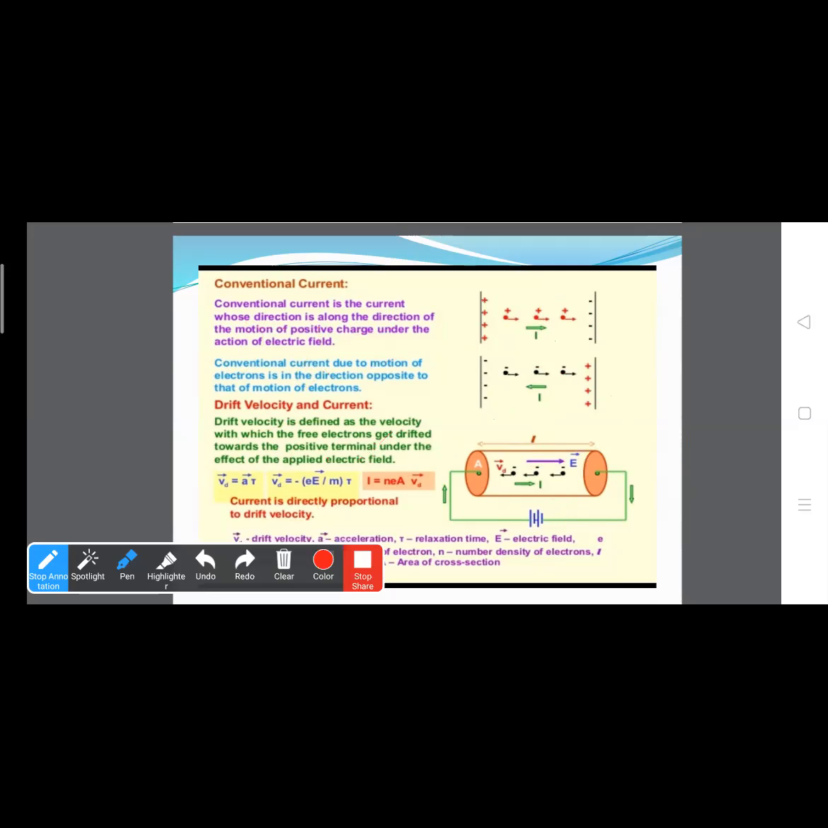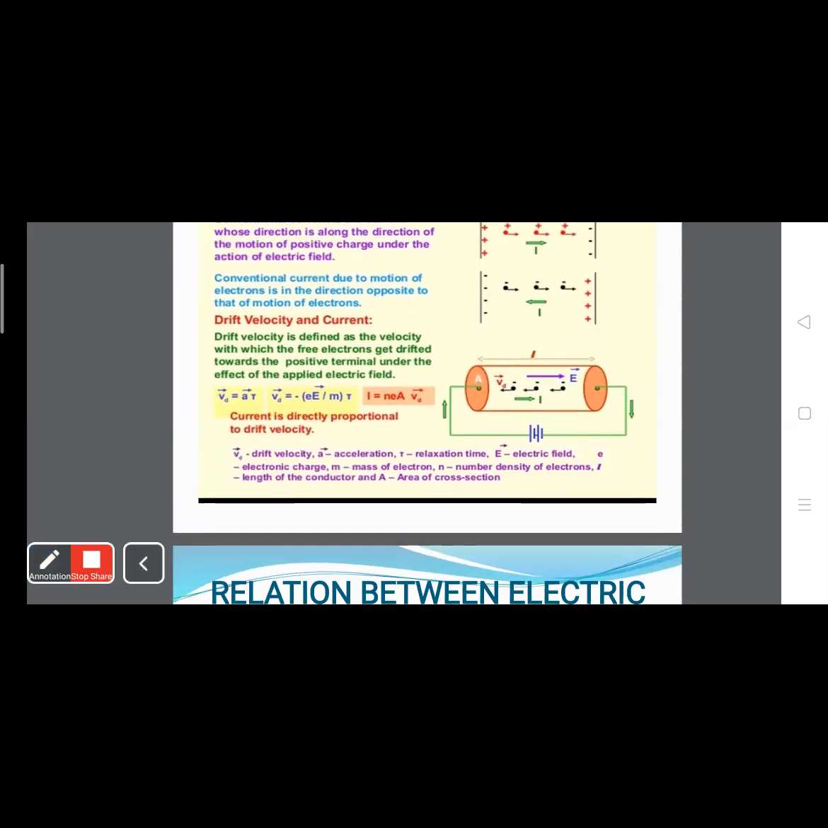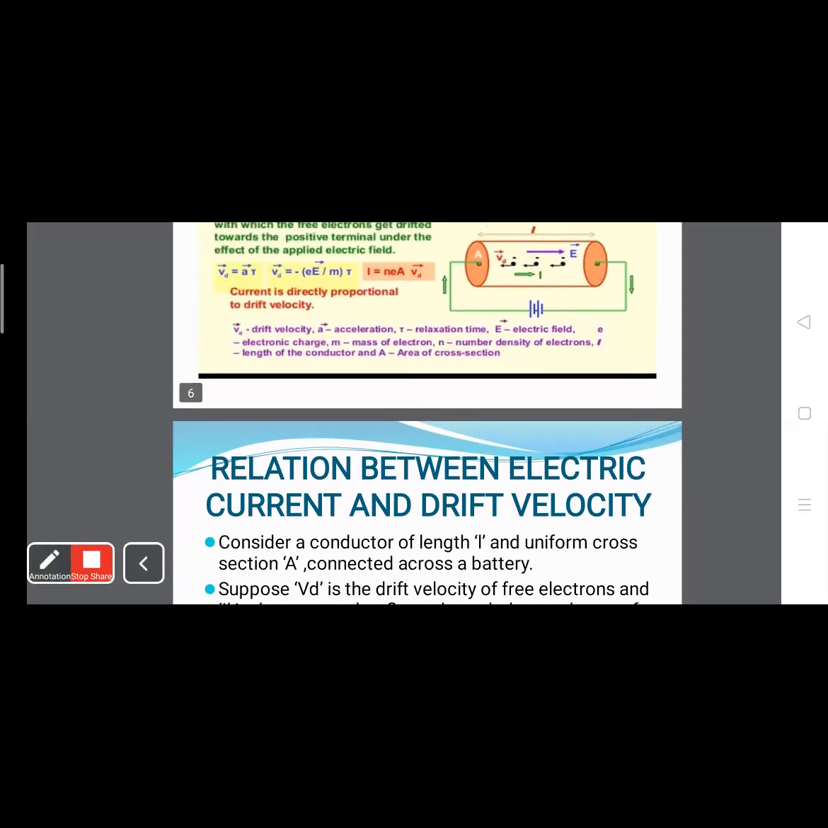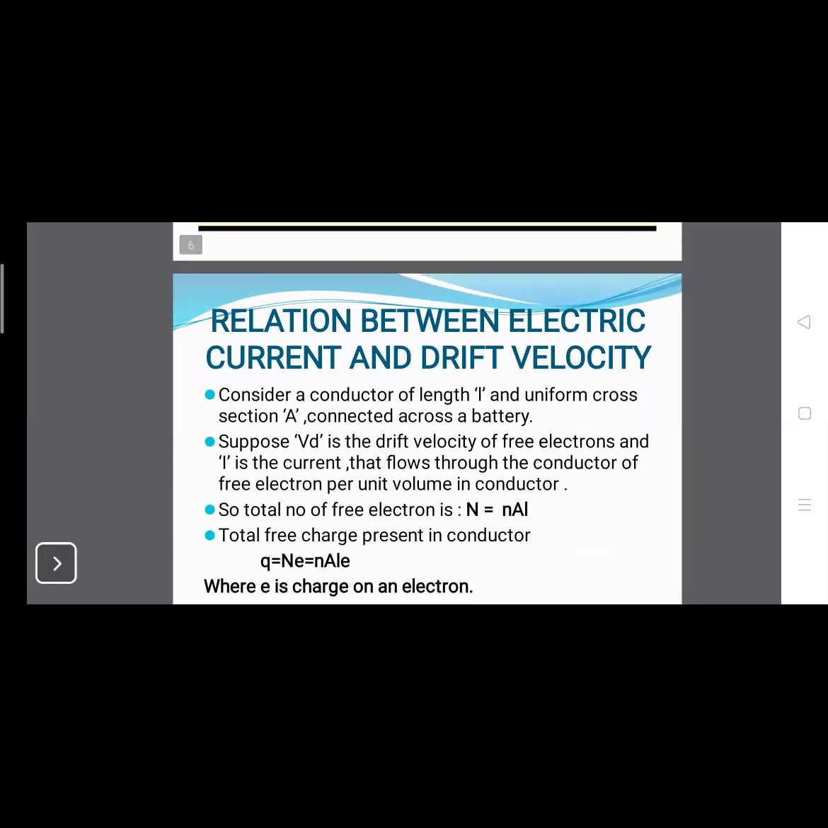Now in this equation, Vd is drift velocity, a is acceleration, tau is relaxation time, E is electric field, m is mass of electron, n is number density of electrons, L is length of conductor, and A is area of cross section. Now, the relation between electric current and drift velocity. What is the relation between electric current and drift velocity?